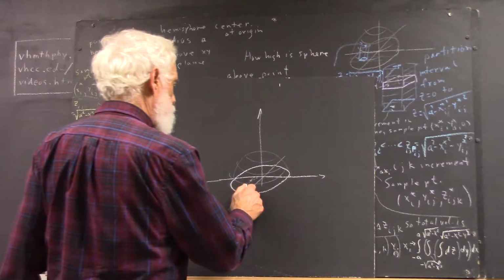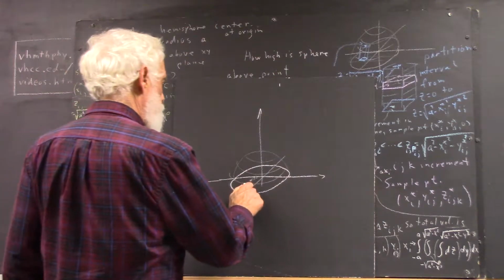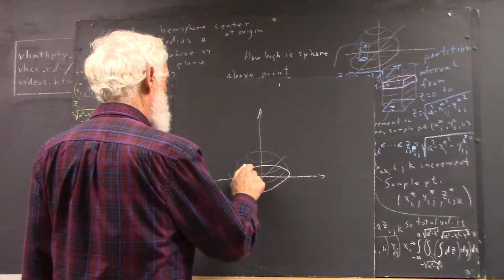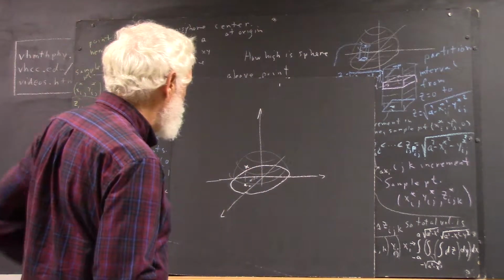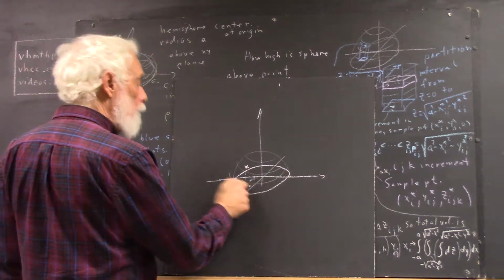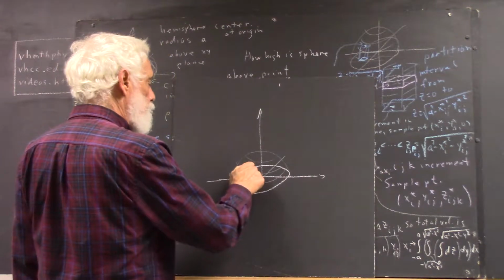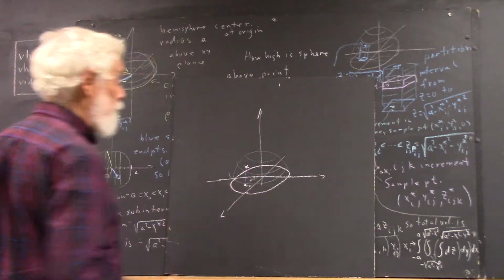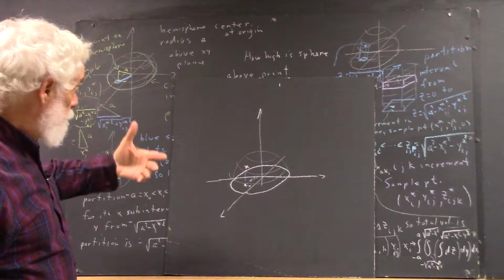Okay, so we have this point down here, and from this point we can project up to the sphere, and we get a point on the sphere. Okay, so circle in the XY plane, point within the circle in the XY plane, and a point on the sphere above this point. Okay, this is the key to understanding the pictures that we're going to draw.